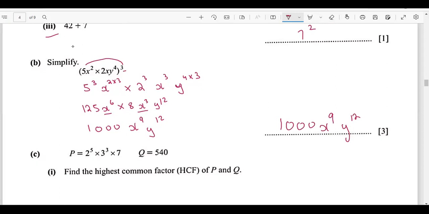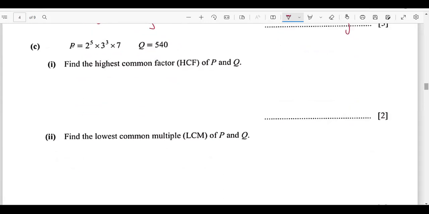All right, this was also an okayish question. Let's talk about the third one. This is interesting. Okay, now we have P and we have Q, and we are interested in finding out the highest common factor of P and Q. Now for that we need to write down 540 as a product of its prime factors as well, just like we have for P. So yes, you guys can tell me the prime factorization of Q.